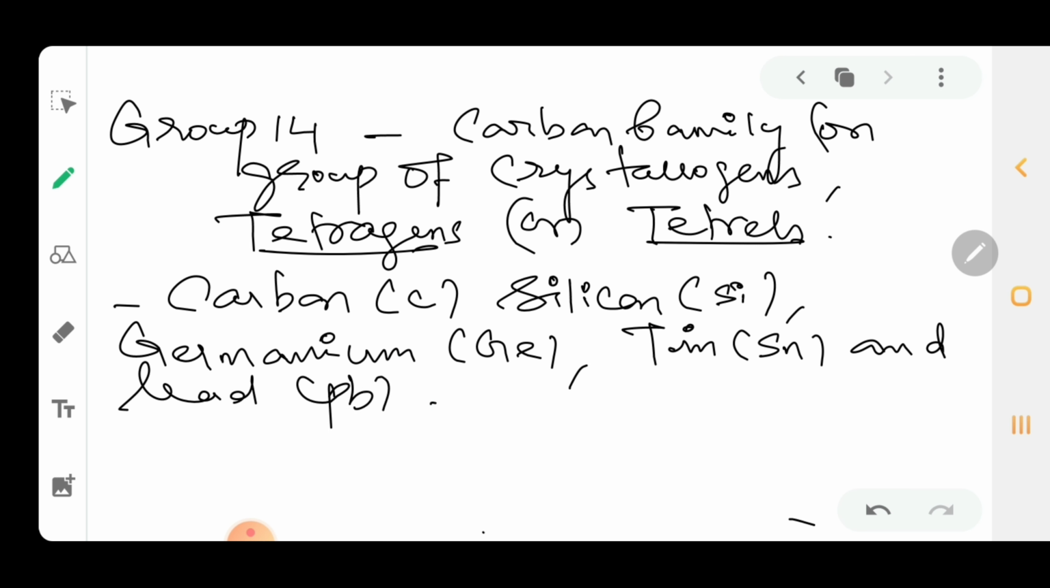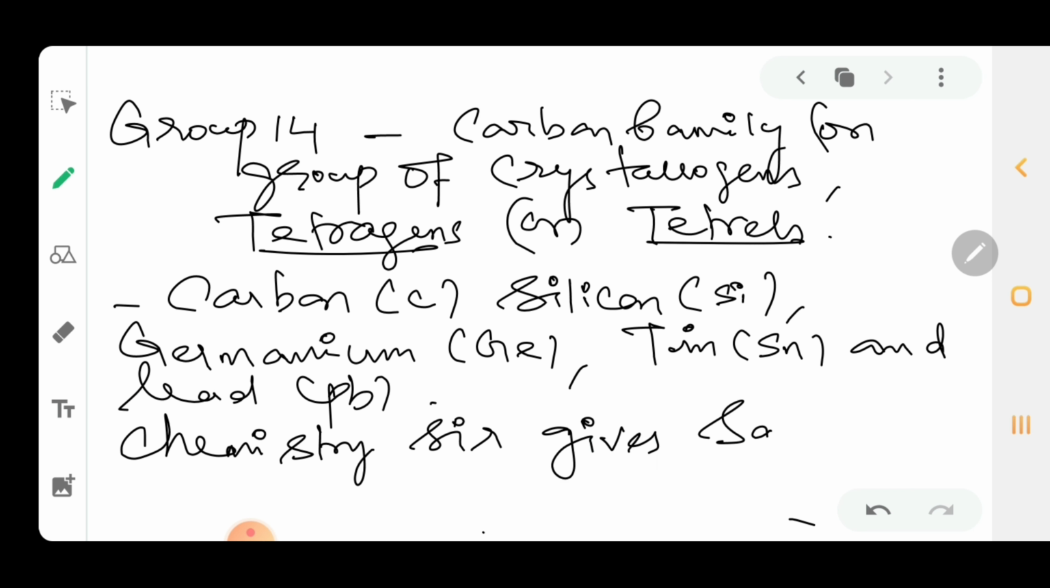Okay, the mnemonic to remember group 14 is very simple: Chemistry sir gives Sankey problems. Again, C stands for carbon, S stands for silicon, G stands for germanium, and then Sn symbolically represents tin, and Pb stands for our lead.